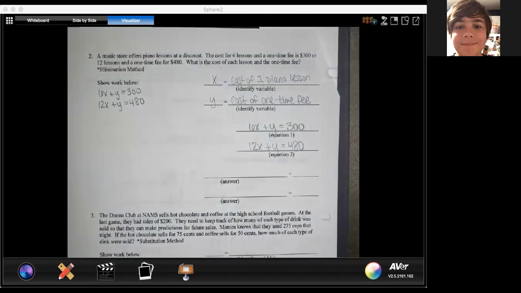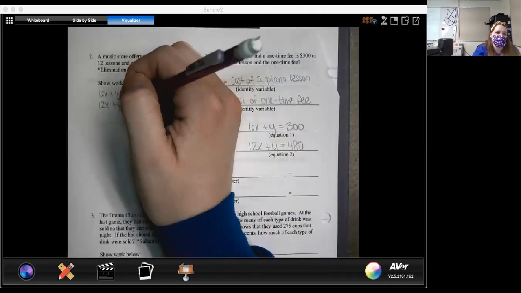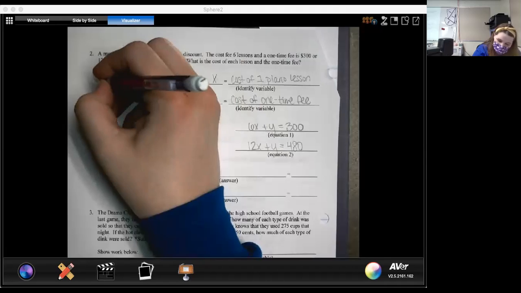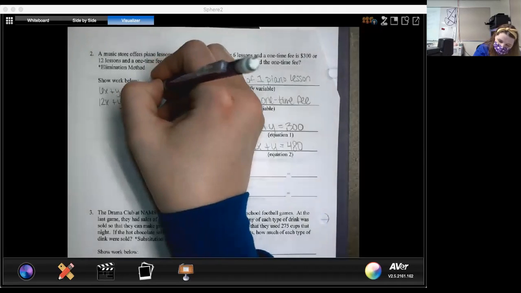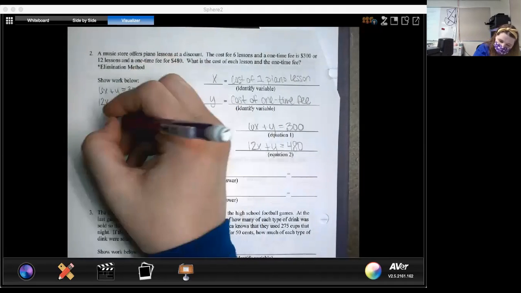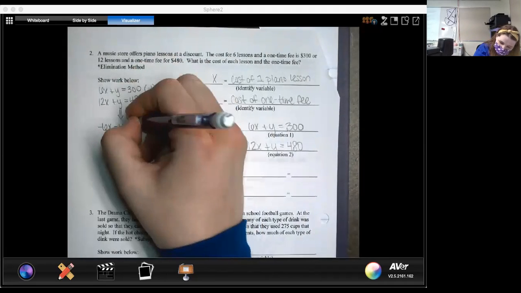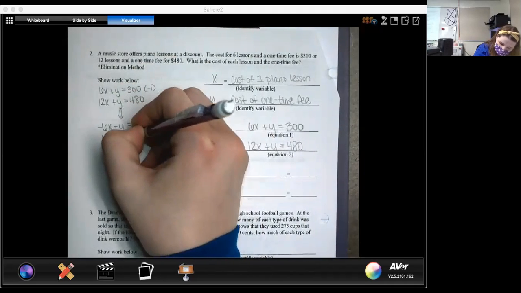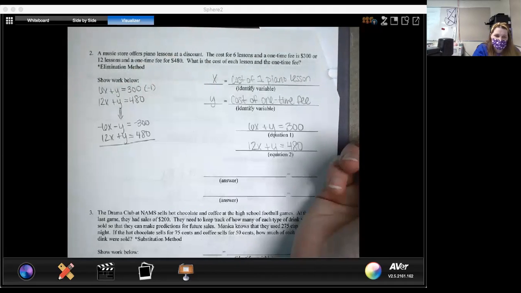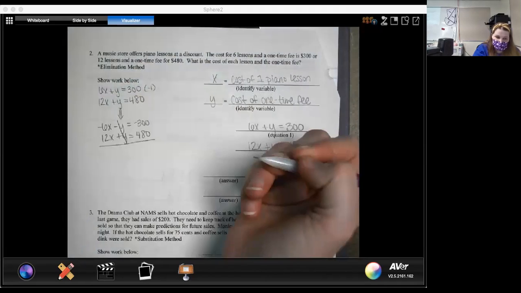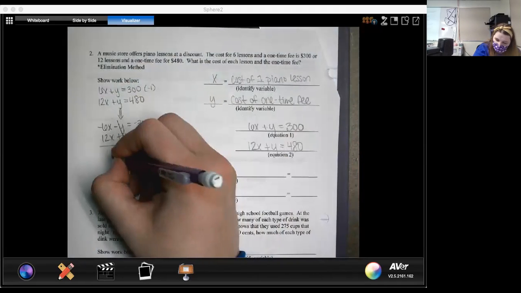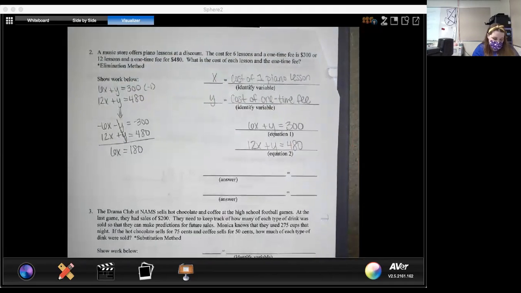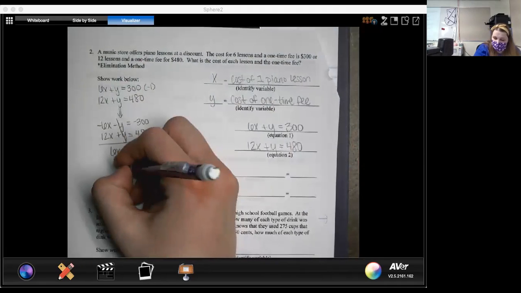Just multiply one of the equations by -1. Yes, someone said that. I just couldn't tell who it was. It was someone in this corner. So multiply one of them by -1. Let's go ahead and multiply the top one by -1. So -6x minus y equals -300. The second equation doesn't need any manipulation. Therefore, I can add vertically, and those y's cancel. So I'm left with 6x equals 180. So therefore, x equals 30.